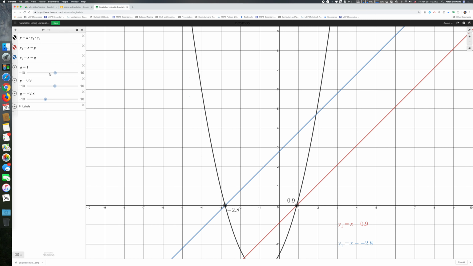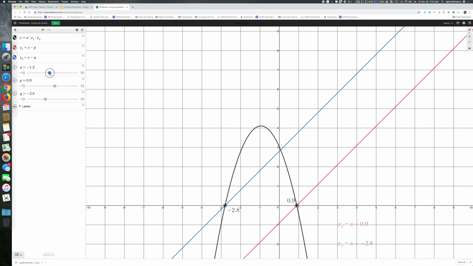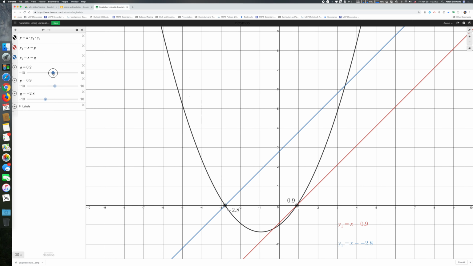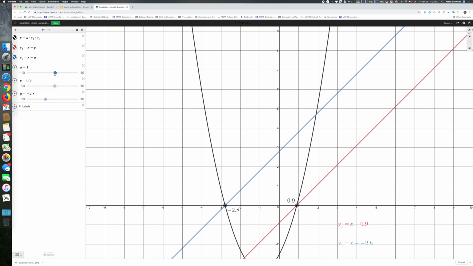Let's go ahead and play around with the scalar just to see what happens. No matter how I adjust my scale factor, or a, I still end up with those x-intercepts totally unchanged. In fact, the scalar has no impact on where those x-intercepts are located.